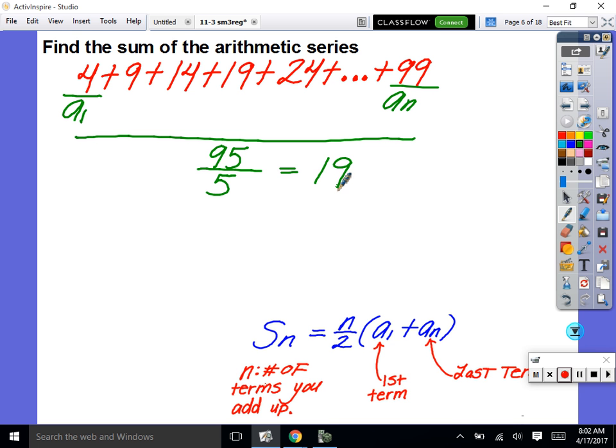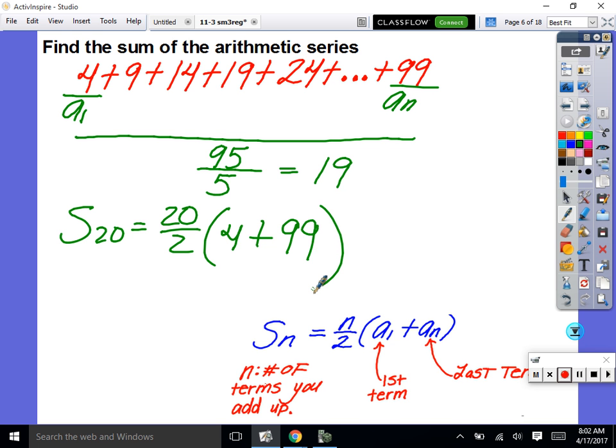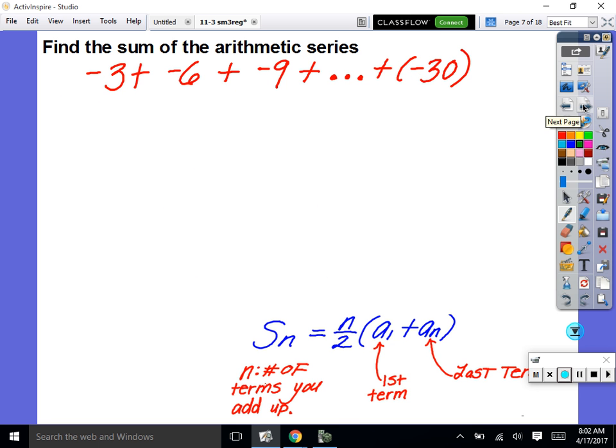Does everybody understand? Okay. Sum of 20 terms is equal to 20 divided by 2 times a sub 1, which is 4, plus a sub n, which is 99. And now you'll just type it into your calculator, and you should get 1,030. Is anyone confused? Feeling good? Okay. Let's do one more, and then I'll let you do 1 through 7.